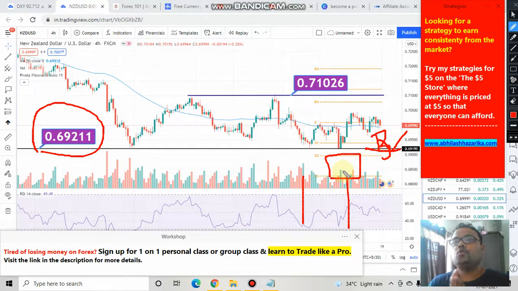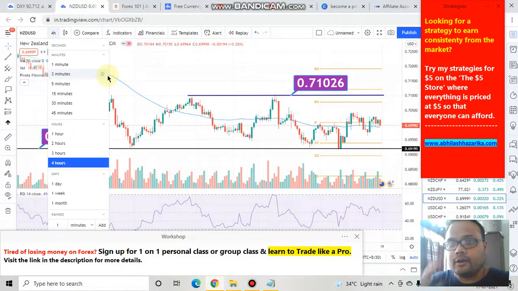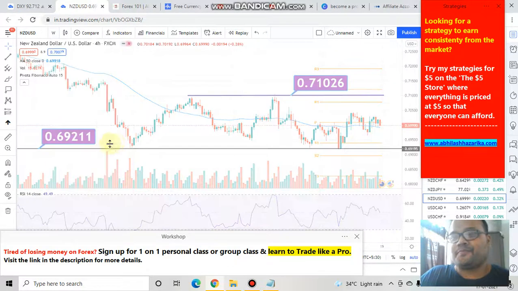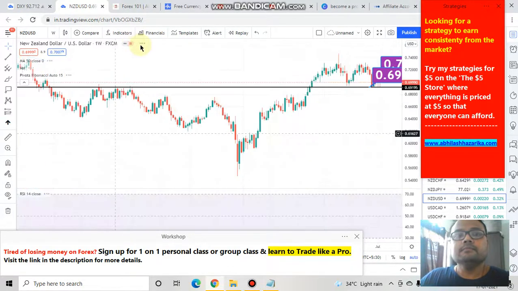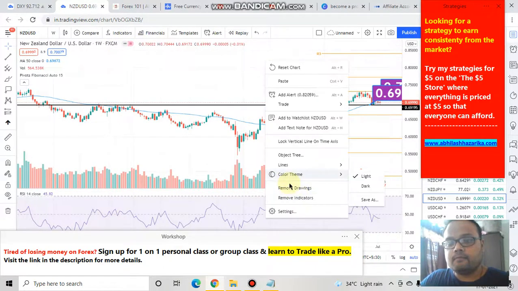So these are the two best trading opportunities in the chart of NZD USD. And before clicking on the stop recording button, I would like to take you to the weekly chart. This is the weekly chart. Let me remove the drawings.